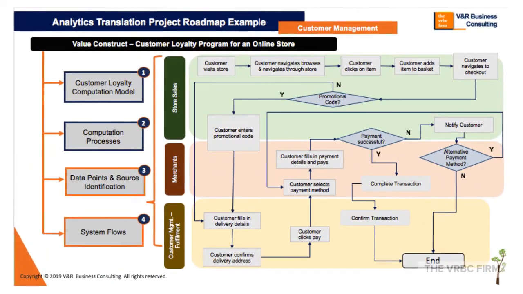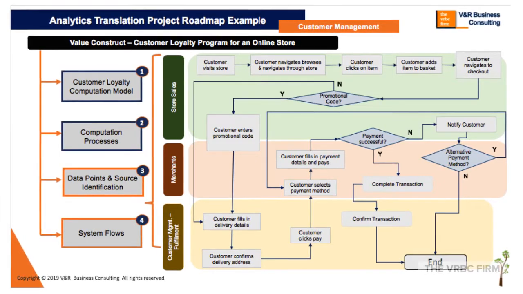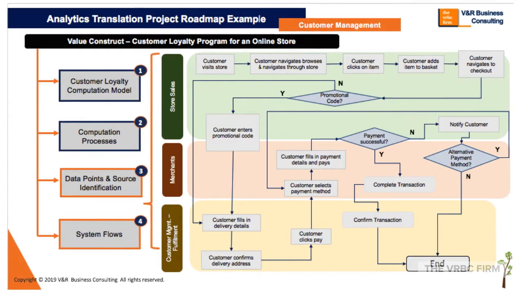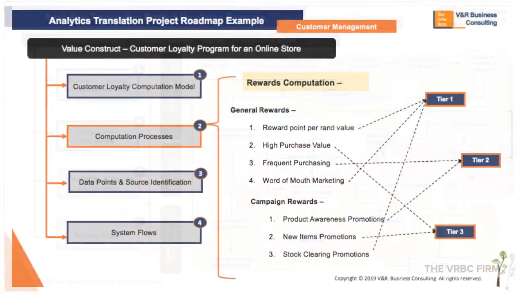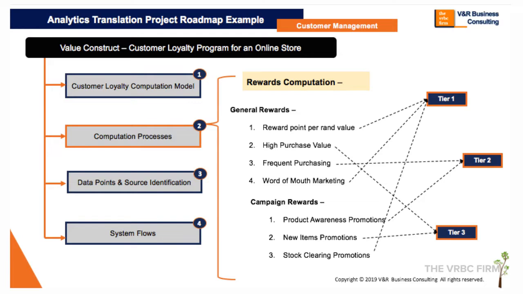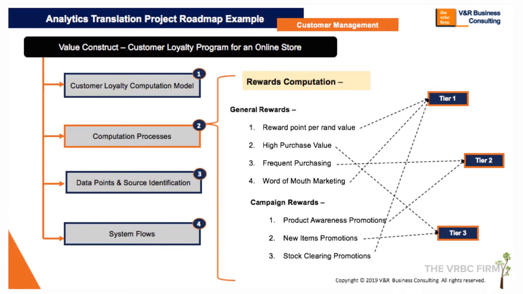So now that we've got our purchasing journey, as translators, we can then map out points of the data we can use for our loyalty KPI computation. Now let's go back to the computation processes. At the promotional code stage, we can track the promotional code to a customer referral program and allocate loyalty points to the customer linked to that particular referral code.